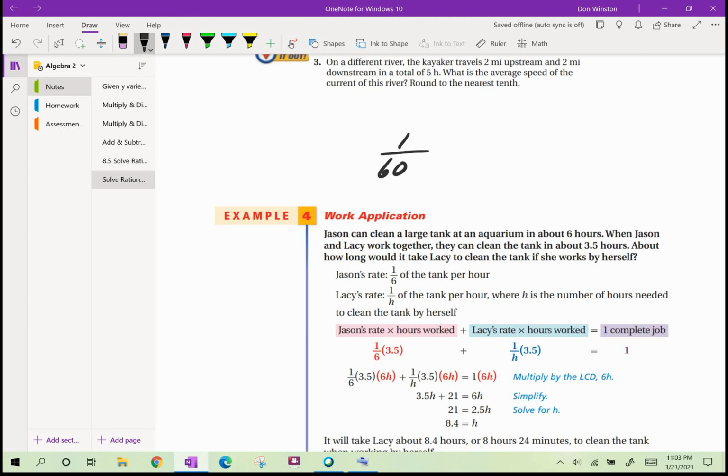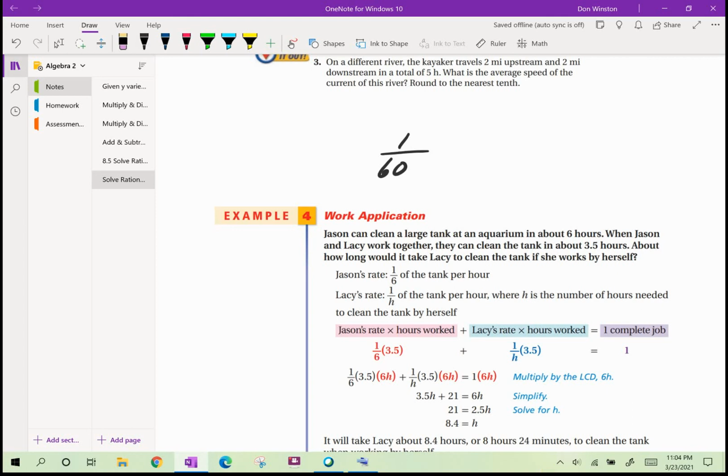So your rate is 1/60th of the job per minute. All right, and so in 60 minutes, if your rate is 1/60 per minute, you will have completed the entire job. So 1/60 times 60 is 1.